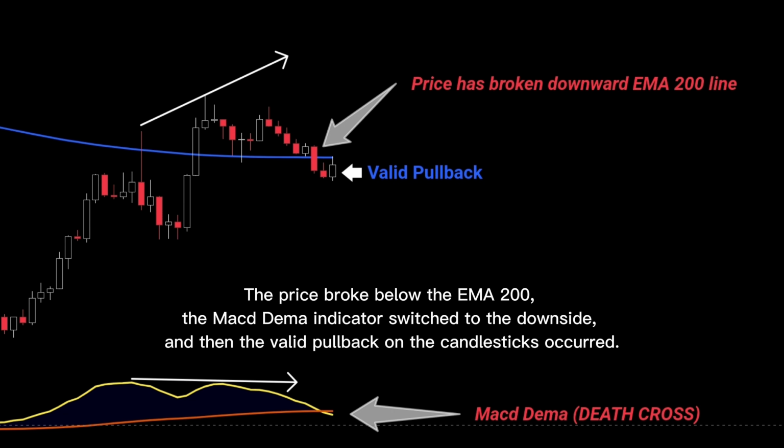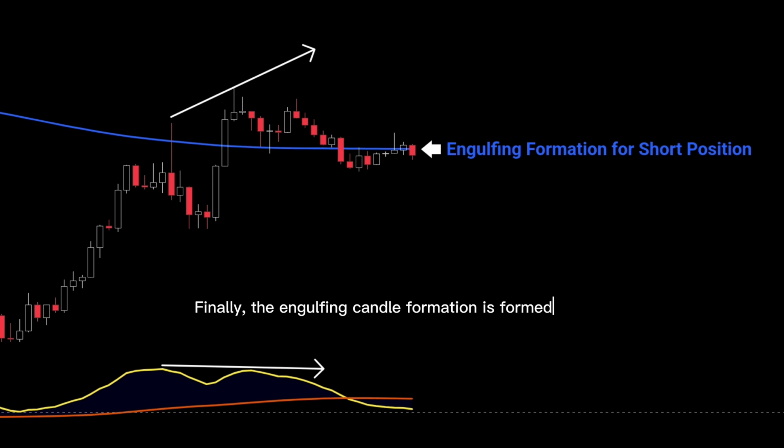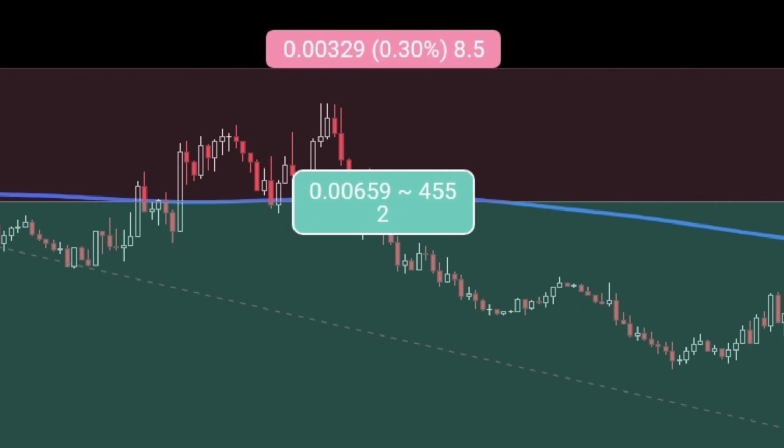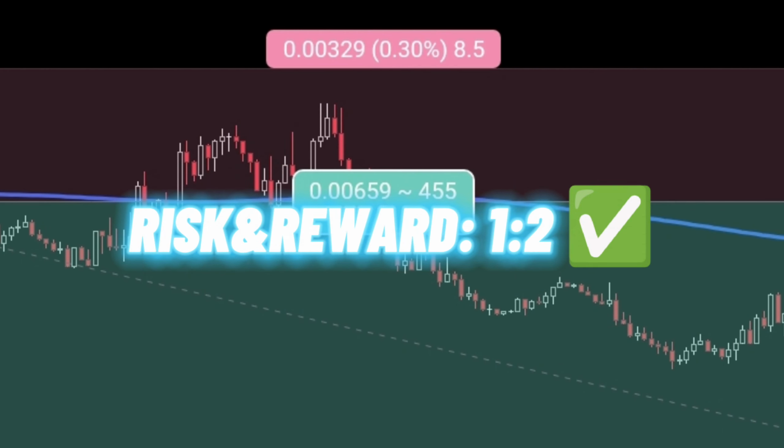The MACD DEMA indicator switched to the downside, and then the valid pullback on the candlesticks occurs. Finally, the engulfing candle formation is formed and the conditions for the short position are met. Risk and reward, 1 to 2.